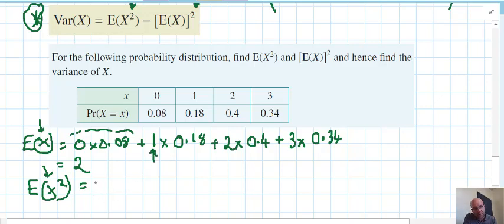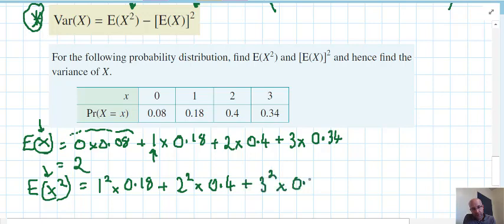So starting here, instead of x being 1, we're using x squared, which is 1 squared times 0.18, plus 2 squared times 0.4. Can you see the link between this line and the line above? Plus 3 squared times 0.34, and then we crunch that.